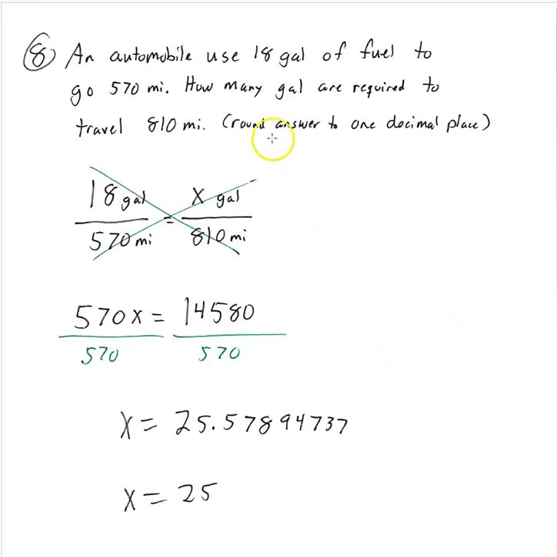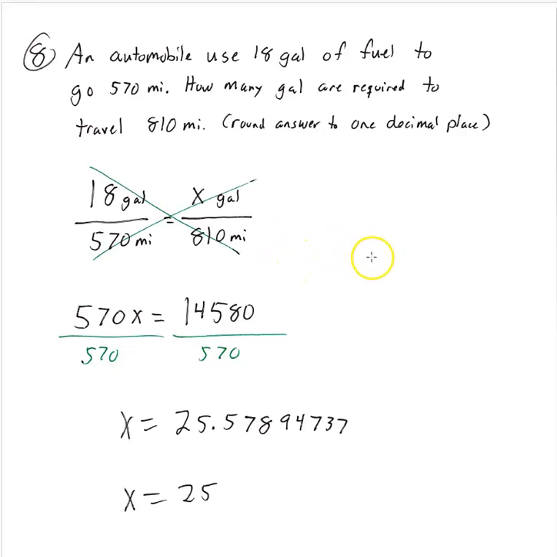Excuse me. So we can first look at it. We say an automobile uses 18 gallons of fuel to travel 570. So 18 gallons over 570. Notice I put the words there. You could put G or M, but put something to identify this. Then we have equals. Then it says how many gallons are required. Well, the unknown is the gallons, and the 810 is the miles. You knew where to put it because you put the wording there. Gallons on the top, miles on the bottom. If you put those words there, it'll help you put them in the right place.